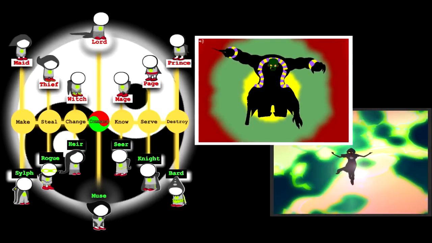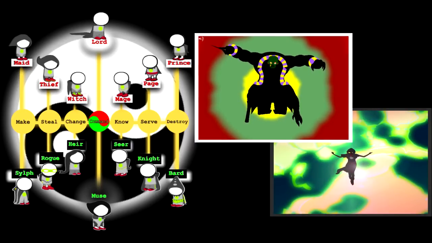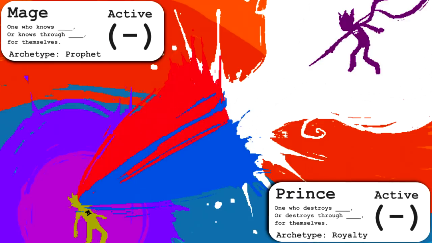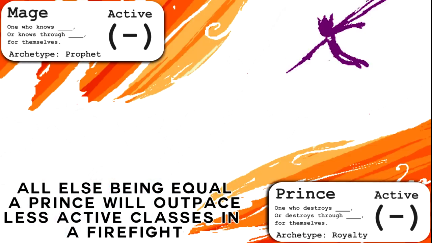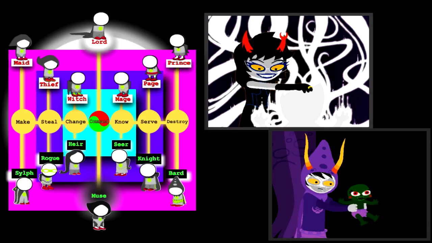The classes exist on an active-passive spectrum, with the master classes, Lord and Muse, as the most active and most passive respectively. The rest of the classes have matching verbs, creating quartets of classes with their own existential contrasts. The more intense the verb's effect on reality is, the more active or passive the classes in the quartet will be. So Maid and Prince are some of the most active classes, while Sylph and Bard are some of the most passive. We can see this reflected in the way the heroes of these classes shape Homestuck's narrative.